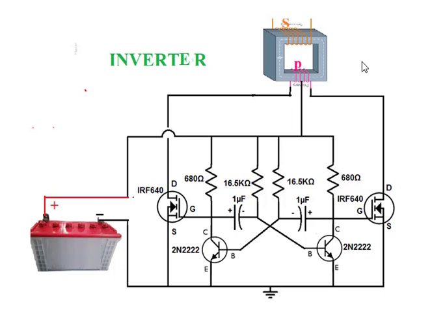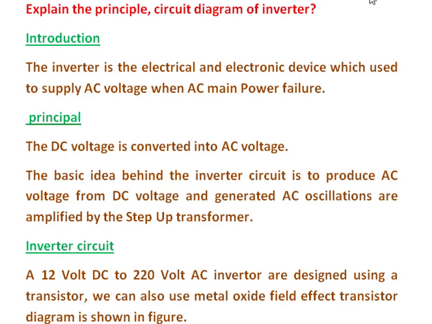Dear students, today we discuss the inverter: how the inverter is constructed, how it works, and how it supplies the AC voltage to the home appliances and the house. We know well that the inverter is an electrical and electronic device or circuit which is used to supply AC voltage when the AC mains power fails in houses, labs, and factories.